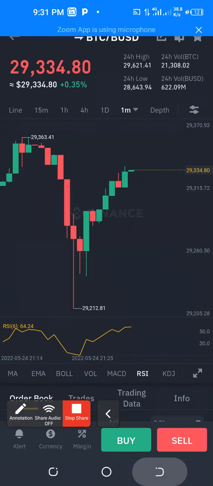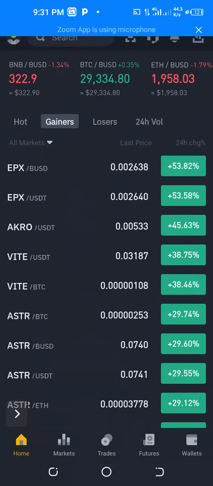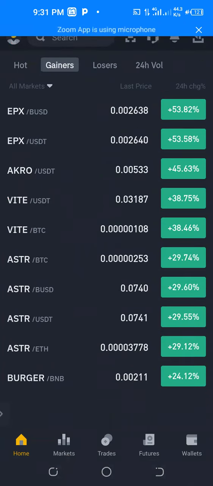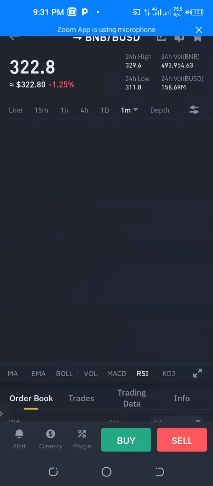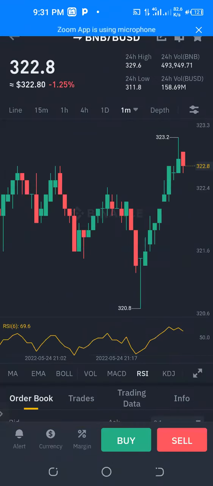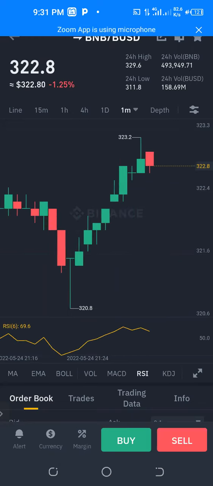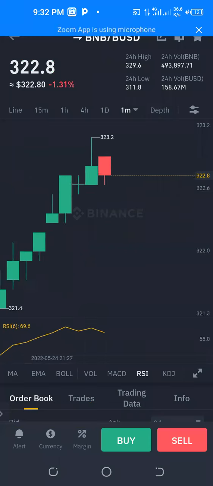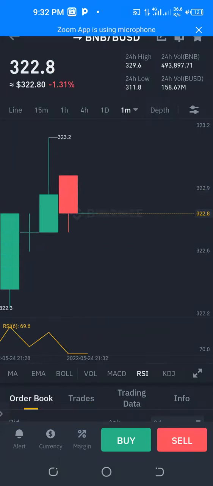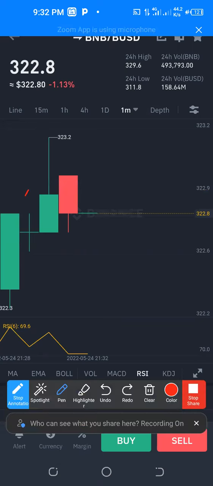Let me try another coin. Let me try another one. This is BNB. Look at it. You can see this plus sign. This is the doji I was explaining earlier. See, this is doji, the plus sign, indecision.